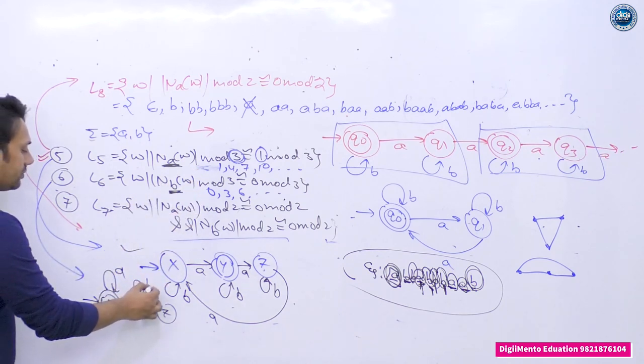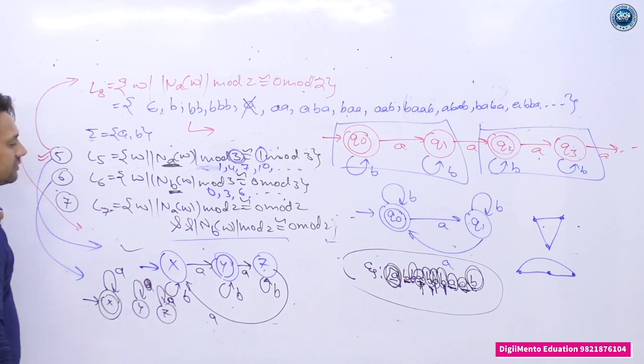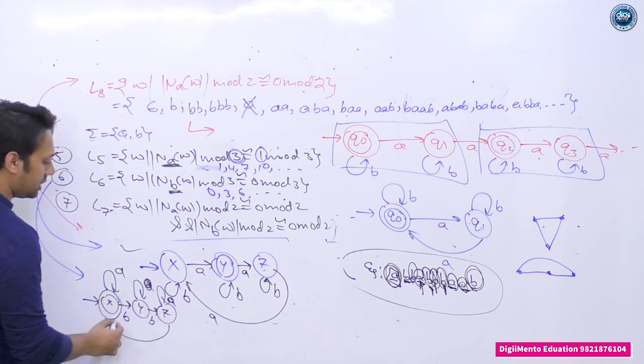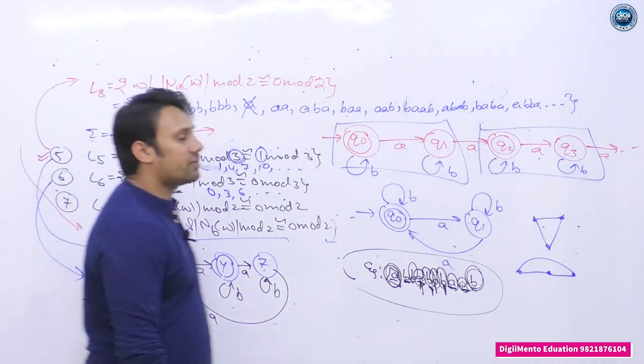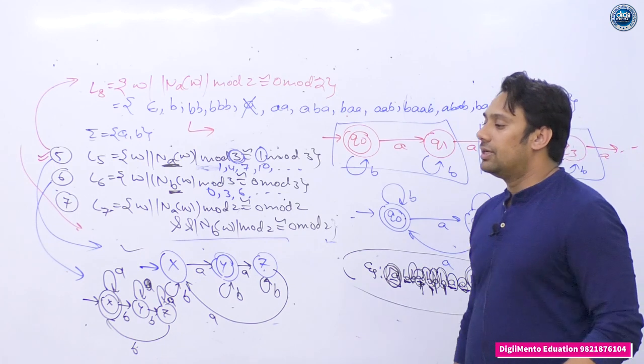it have a self loop here for every state. So because we are really not concerned with the number of A's, we are only concerned with the number of B's, I'm just going to count the number of B's in these states. So in this way, simply you can solve Problem number 6. Problem 6 is very easy. You can easily create a finite state diagram like this.